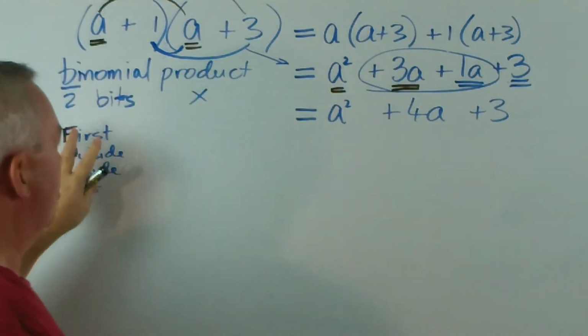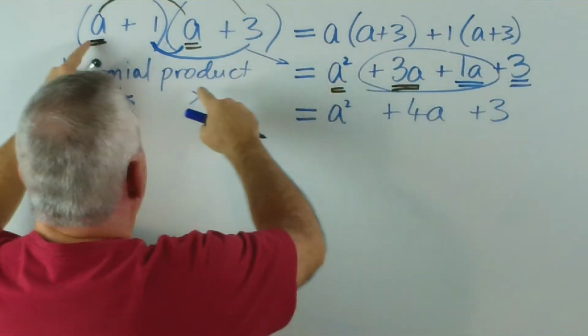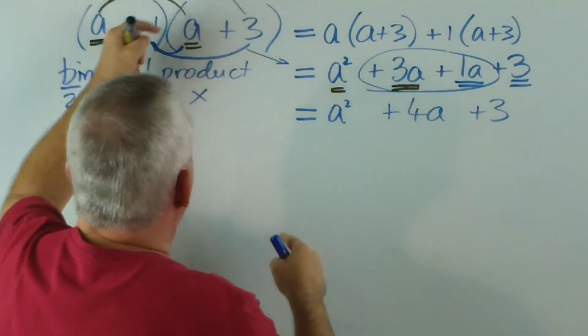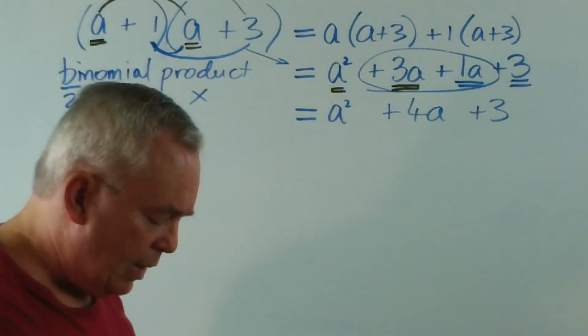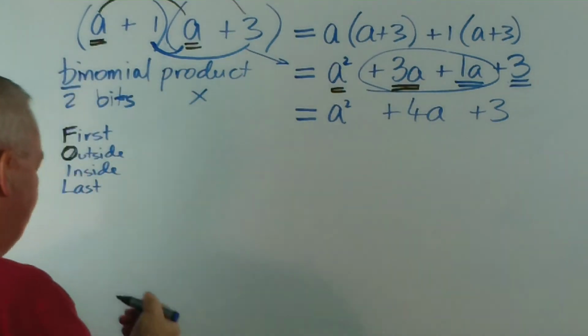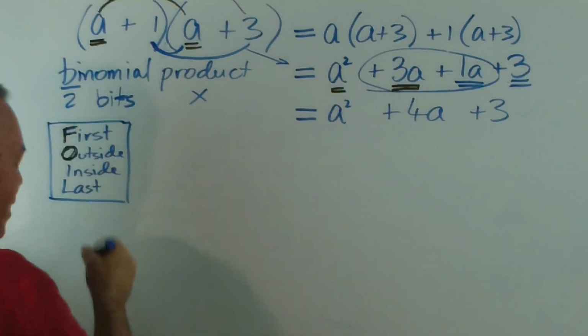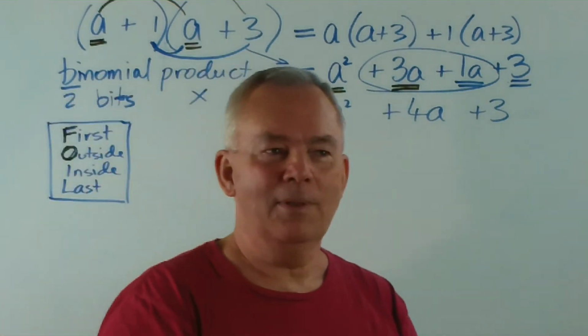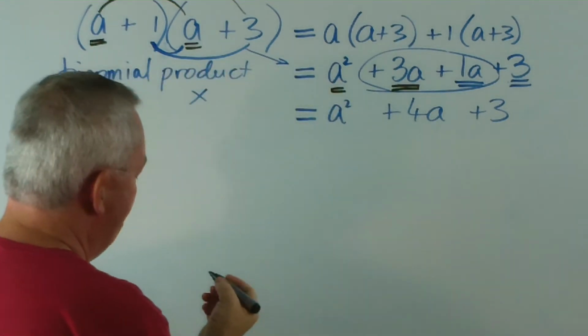So students who are taught the FOIL method bypass this line, and they can just go first, outside, inside, last, and write those 4 terms out, which is quite nice. Why do I share all this? Because I'm going to show you in this video a silly little mathematical pun. And here it is.